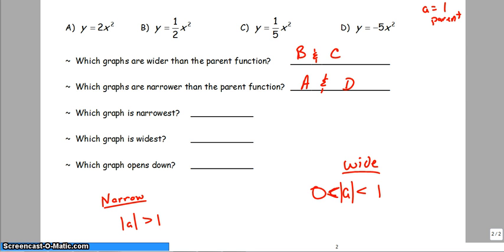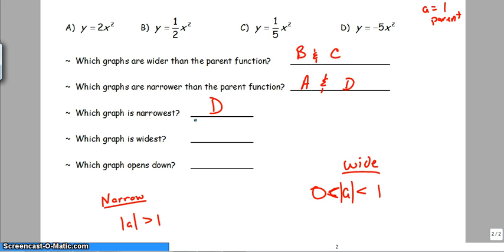Now, the most narrow is how far away from 1 are we talking? And we are always looking at the absolute value for a here. 2 and 5 are the numbers I'm comparing. 5, absolute value of -5 is 5, is going to be your largest number. So D would be the most narrow.